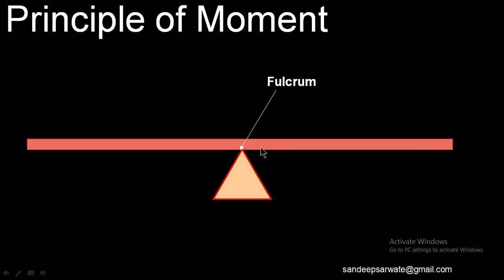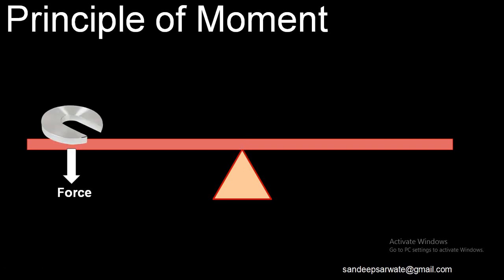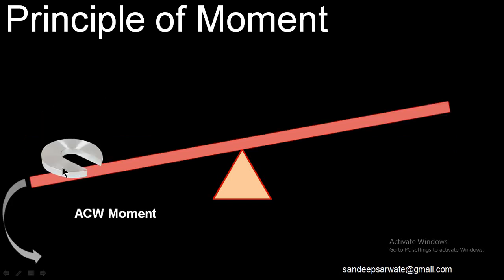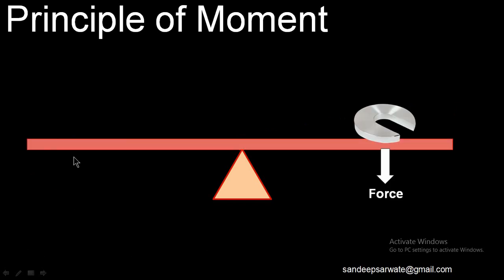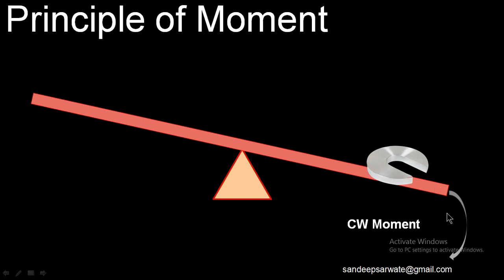Suppose I have the same rectangular bar, but it is now fixed at a point somewhere in the middle. If I put one force here on the left hand side, then this force is going to rotate my body in the anti-clockwise direction. On the other hand, if I put the same force on the right hand side, then this force is going to produce a clockwise moment in the body.